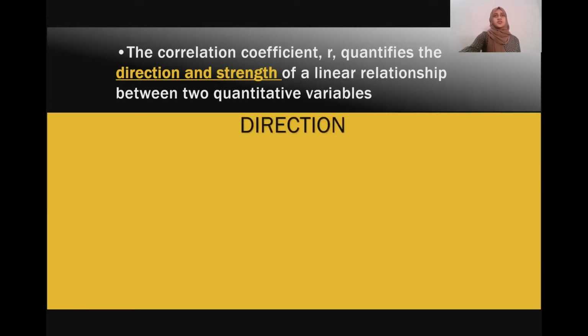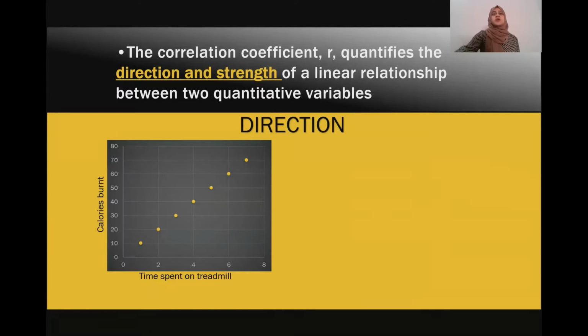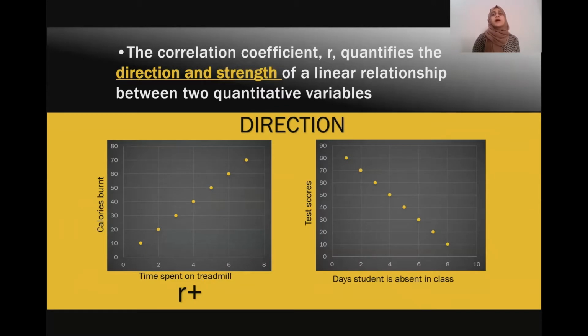So let's talk about direction. How would R tell us the direction? Here is a scatter graph that shows time spent on treadmill and calories burned. As you can see, it shows an upward slope, so that would mean that our R is positive. Here's another scatter graph, and this shows us the number of days a student is absent in class and their performance in the test score. You could clearly tell that there's a downward slope, hence our R is going to be negative. So the sign, positive or negative, is going to determine the direction of our correlation graph.